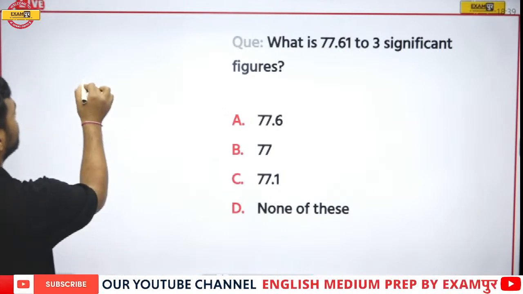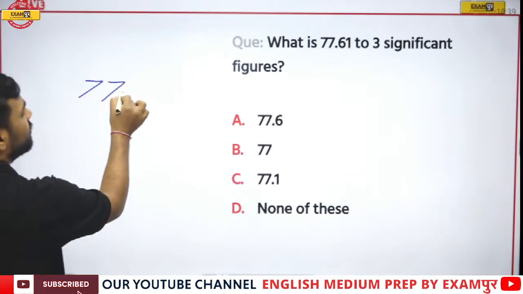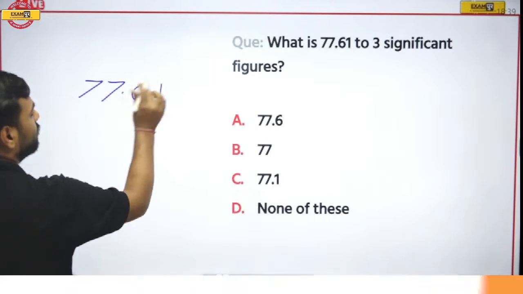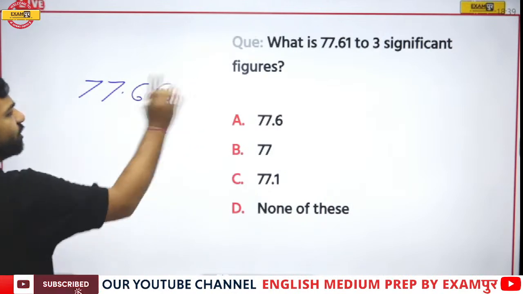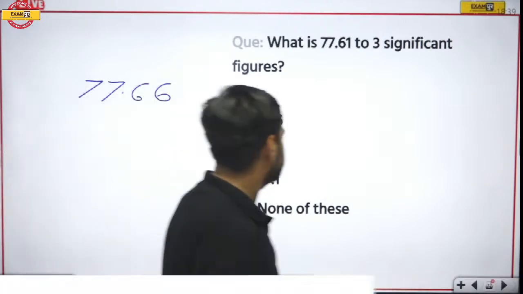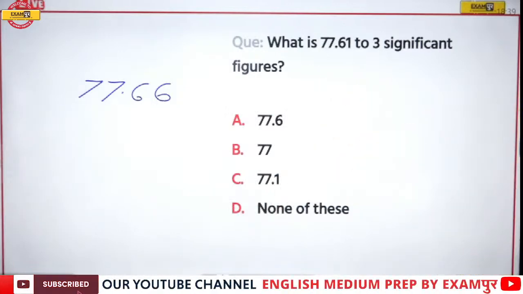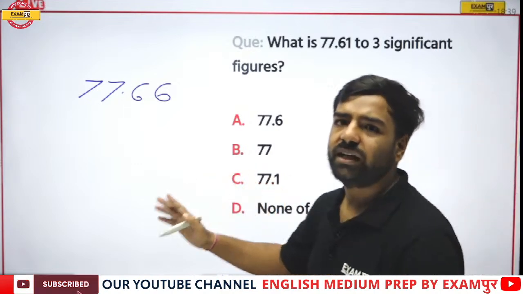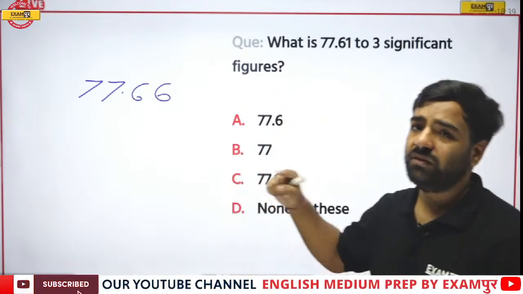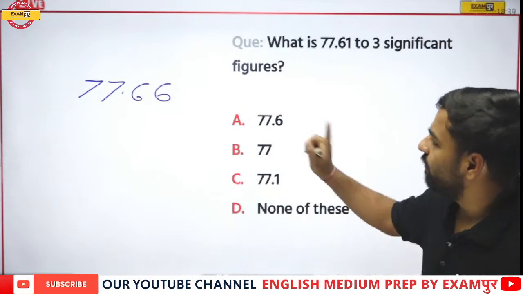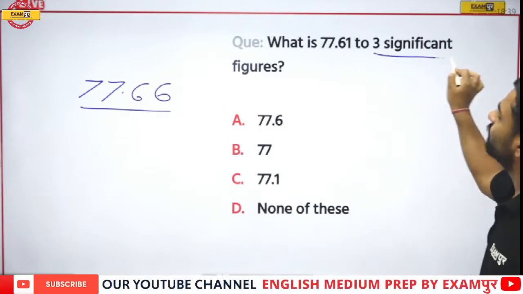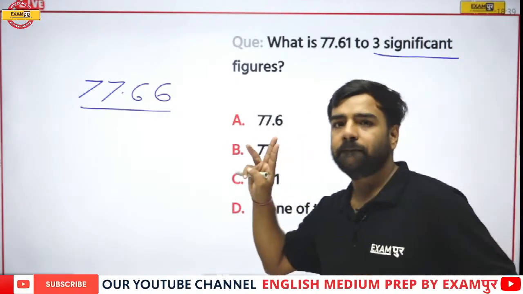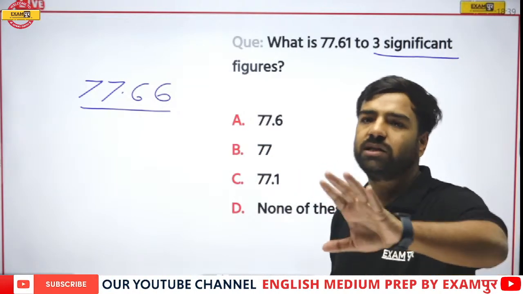Now my question is, 77.61, or I'll change this value as 77.66. Now the question is same. What is going to be the answer? What is 77.61, sorry, 77.66 to 3 significant figures? So I guess this time you can give the correct answer. I'll twist this question in one more way now. But before that, I want this answer. This is the actual value, and you have to convert to 3 significant figures. And we are aware there is no such 0.